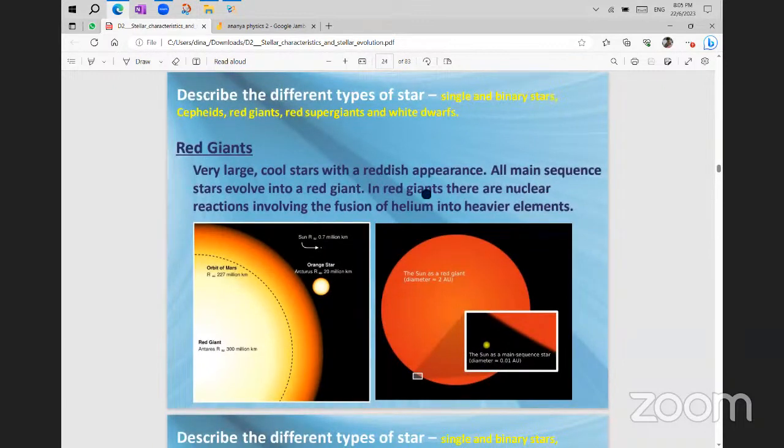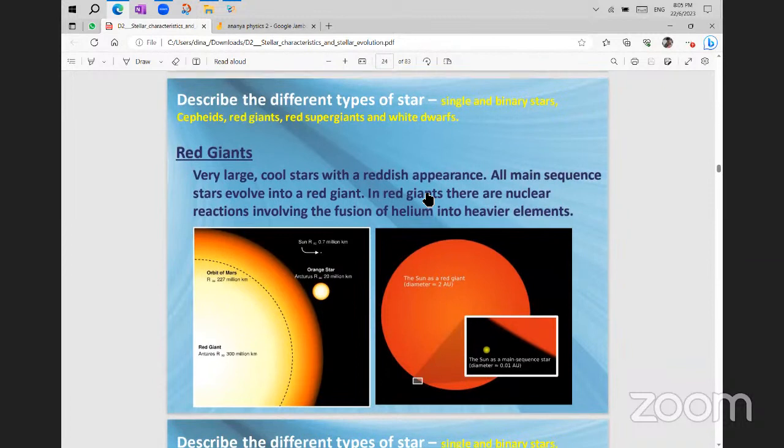Okay, I'm just going to mention that our sun is very small. Look at that, right? Our sun is very small compared to a red giant. Obviously, a red giant is gigantic compared to our sun. That's all.